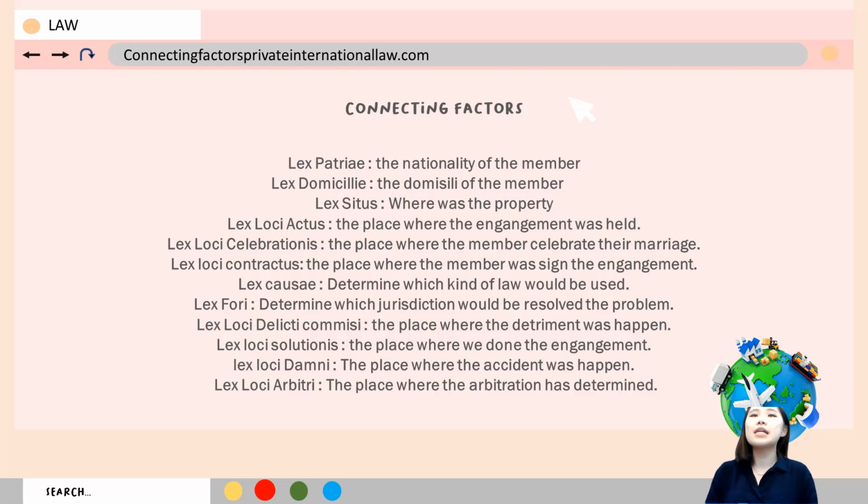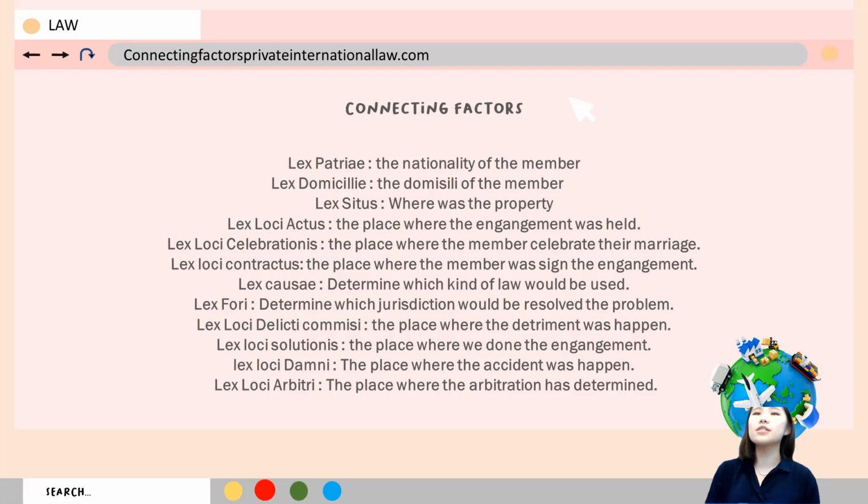Lex domicile is the domicile of the members. As in my case right now, I live in Indonesia, so my lex domicile is Indonesia. Lex situs is where the property is. In the cases, what is the property? Where is the property right now? That is the lex situs.